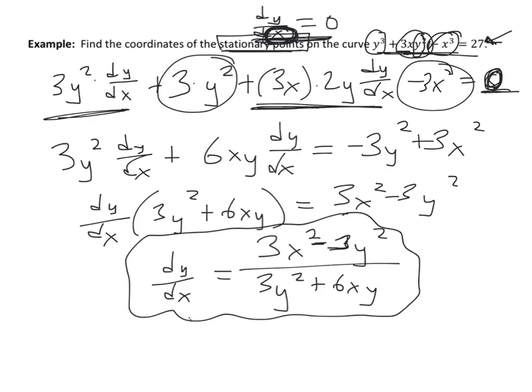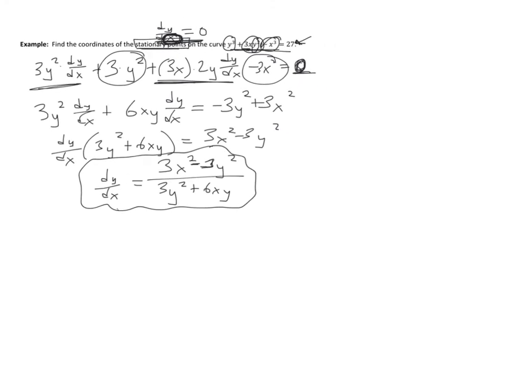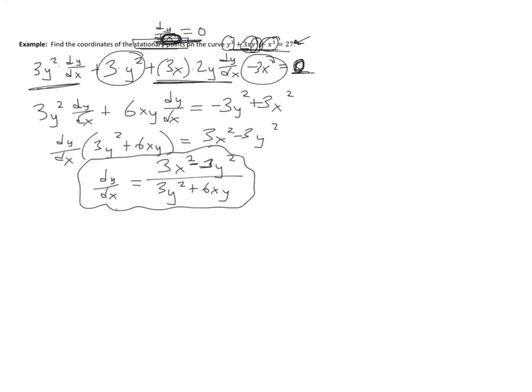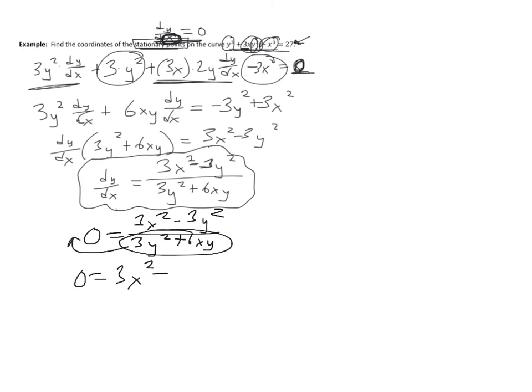Okay, now I need a little more room here, so I'm going to get myself some room. Where would this thing be equal to 0? Well, if this thing was equal to 0, I'd have this, right? The only way this fraction could be equal to 0 is if the top was 0. Another way to think about it is if you multiplied this denominator over, it'll just vanish. You're going to get 0 equals 3x squared minus 3y squared.